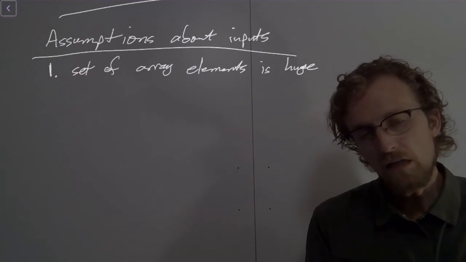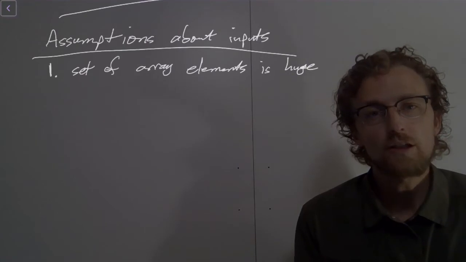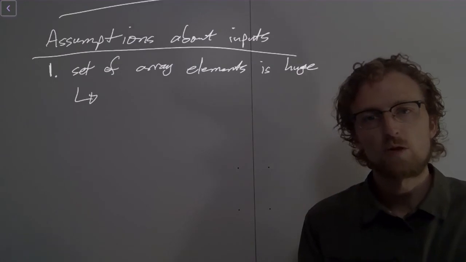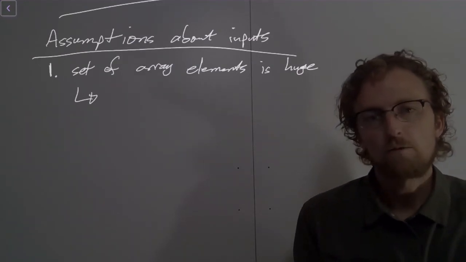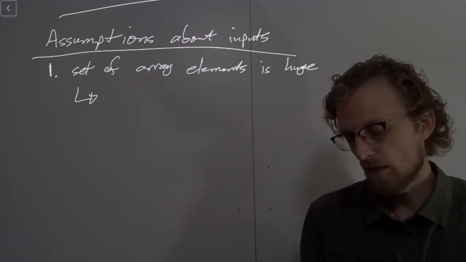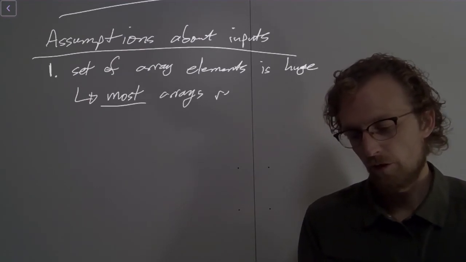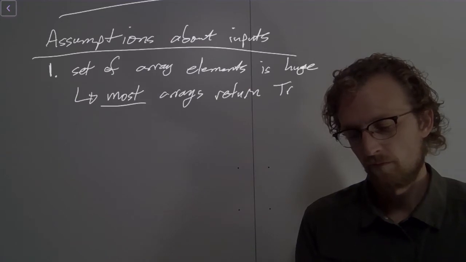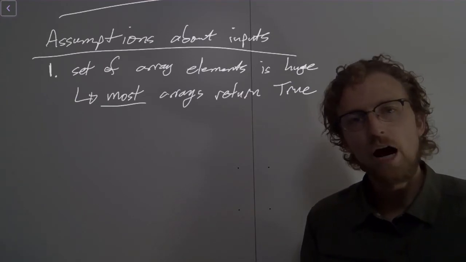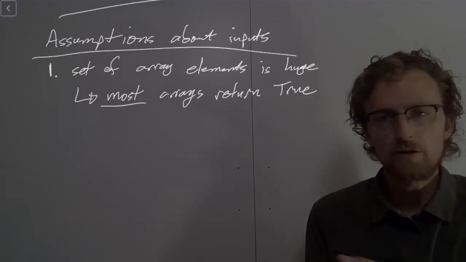And so, what would this mean? This might mean that a very significant portion of the arrays we test actually do have unique elements. So what might this suggest? And this is the actual assumption we're going to use. This might suggest that it's very unlikely that we'll find repeated elements in an array. So this means that most arrays return true. Most arrays have unique elements. In other words, it's very unlikely to have a repetition in an array. So here's our assumption number one.